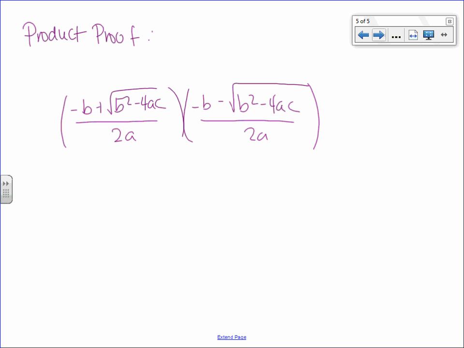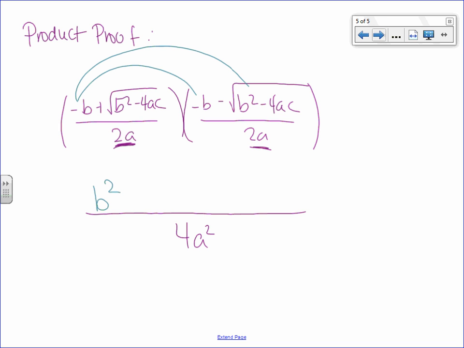Now remember, with fractions you do not need common denominators to multiply. You just go straight across the top, straight across the bottom. Multiplying the bottoms is easy: 2a times 2a is 4a squared. But the top is a little more complicated because you have to FOIL. When you FOIL, you get negative b times negative b, that's b squared.